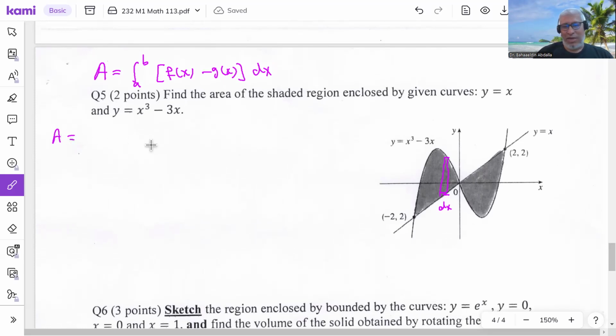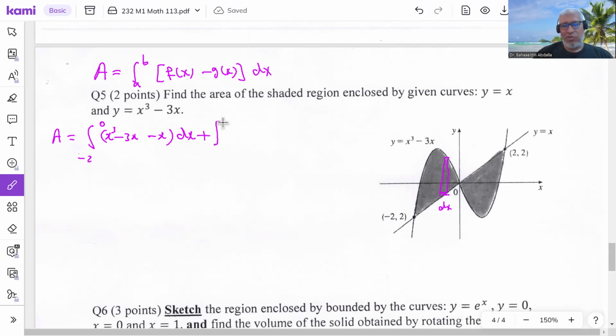But I'll not do that. I'll just find the area with two integrals. x runs from where to where? Well, x here is from negative 2 to 2, so for the region to the left, x is from negative 2 to 0. And the function above is x cubed minus 3x minus the function below, which is x. So this integral will give you the area of the shaded region to the left.